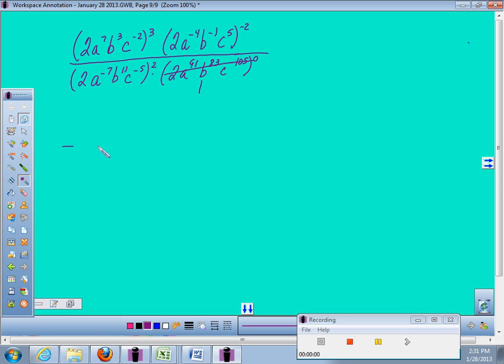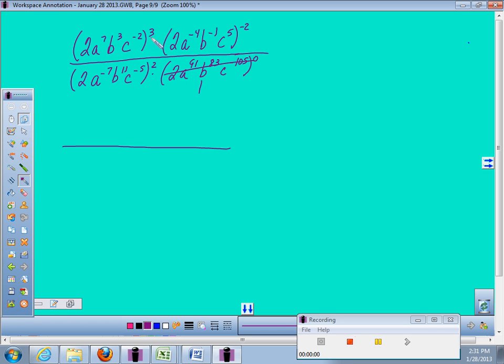Parentheses, exponents, so do I start multiplying the two parentheses together? Yes, I have to deal with these exponents on the outside first. You got to do those exponents. So here's the question. Am I leaving this as 2 cubed, or am I changing it to 8?